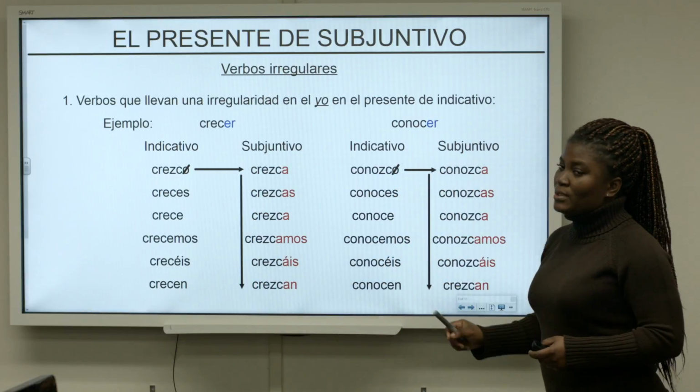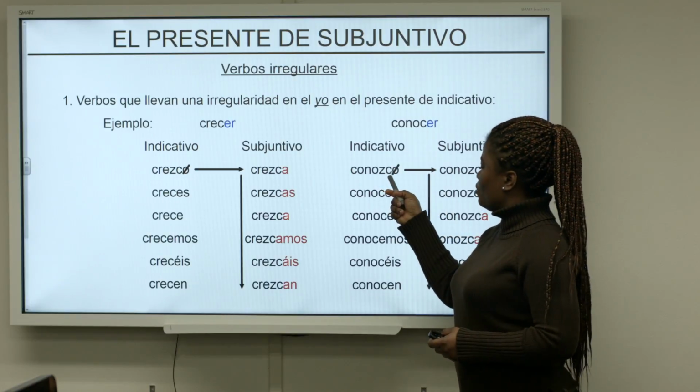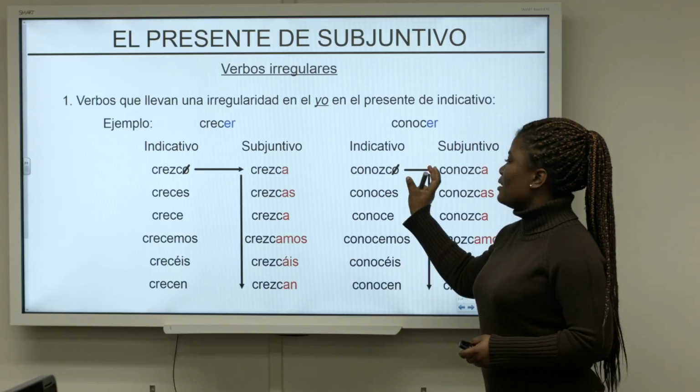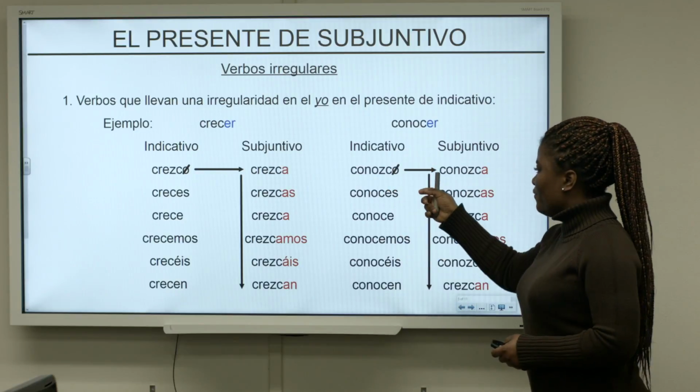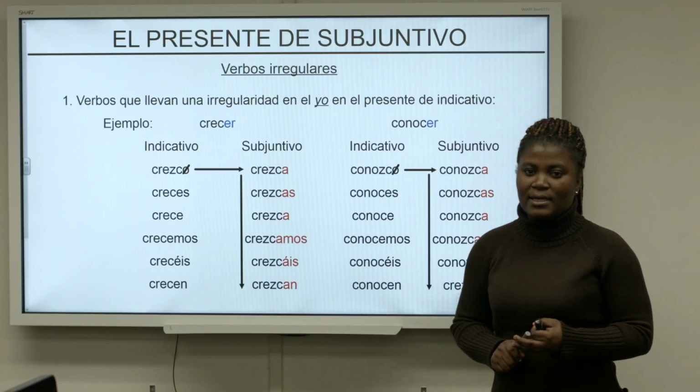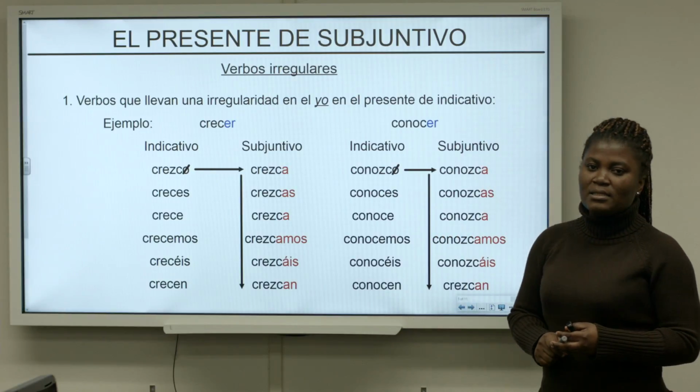And then we have conocer, it's also conozco. So the same, you take the same conjugation of the verb in the indicative yo form, remove the O, and then you add the endings. Conozca, conozcas, conozca, conozcamos, conozcáis, conozcan.